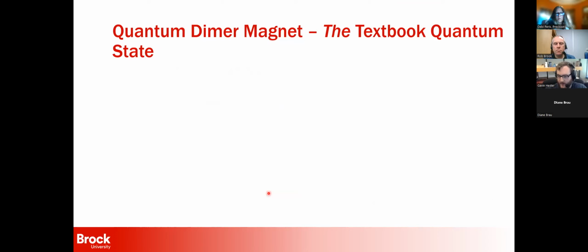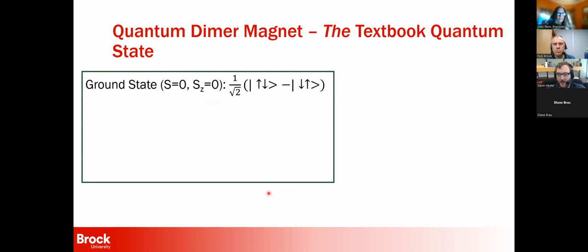Now let's discuss the physics of the system a little bit more, since I'm a physicist. That's what I like to talk about. So the state that this system exhibits is the quantum dimer magnet state. And I kind of think of this as the textbook quantum state. If I was writing a textbook on quantum magnetism, this is the thing I would introduce people to. So I'm going to introduce some equations here. Please forgive me for being a physicist, but I promise I'll try to explain them as well as I can.